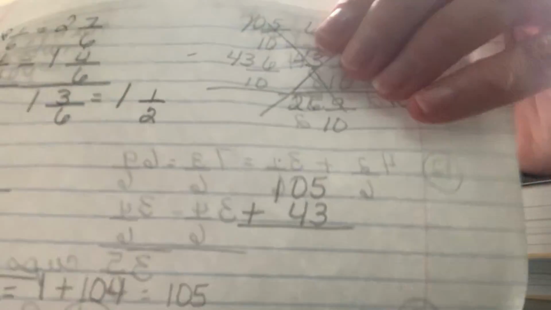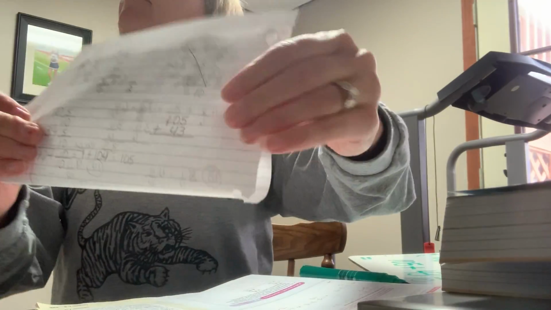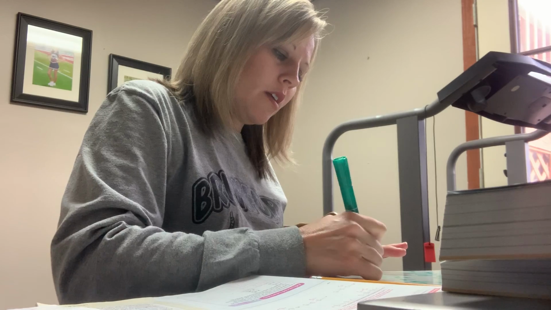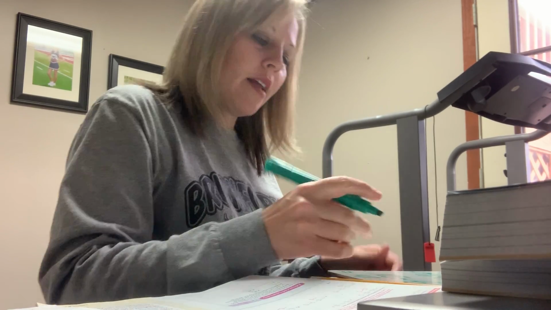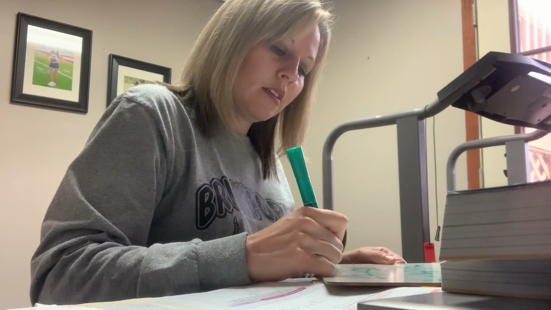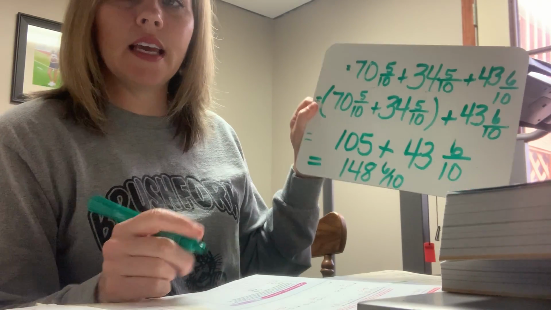Remember, line your numbers up according to their place value, like that. 5 plus 3 is 8. 4 plus 0 is 4. And 1 plus nothing is 1. So 105 plus 43 equals 148. And my fraction left over is going to be 6/10. So my answer is 148 and 6/10.